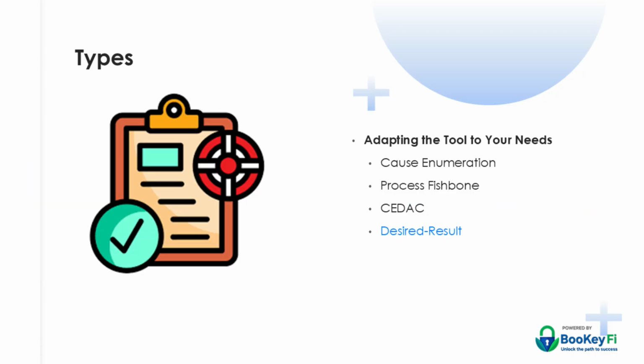Desired result fishbone. This flips the tool on its head. Instead of a problem at the head of the fish, you put a goal. The ribs then represent the necessary requirements to reach that success. It is a proactive way to plan for a perfect outcome.